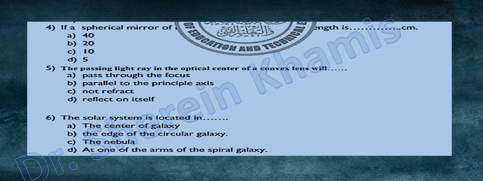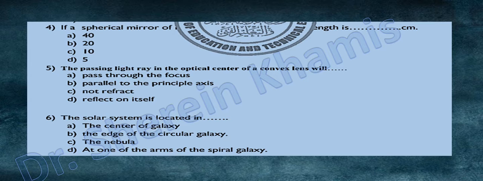Question number 4 says that if we have a spherical mirror with a radius of curvature of 20 centimeters, its focal length is what, in centimeters? We said we have a rule for the radius and focal length. Focal length means the distance from the focus of the mirror to the pole of the mirror. And the center of curvature is the distance from the center of curvature to the pole of the mirror.